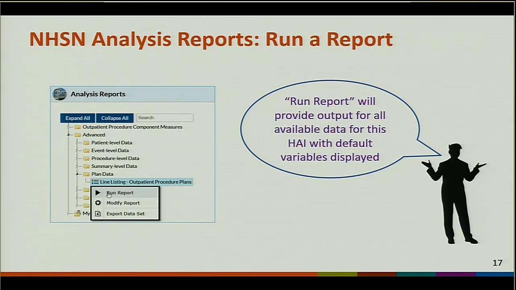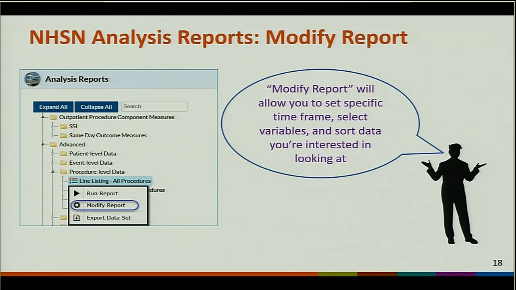By selecting one of those report options, you're going to be presented with a menu of 3 different selections that you can choose. The first one on the top of the list will be Run Report. This will provide all data output for all available data for this HAI with default variables displayed. Modify Report will allow you to set specific timeframes, select variables, and sort data you're interested in looking at, rather than the default options previously selected for you in Run Report.